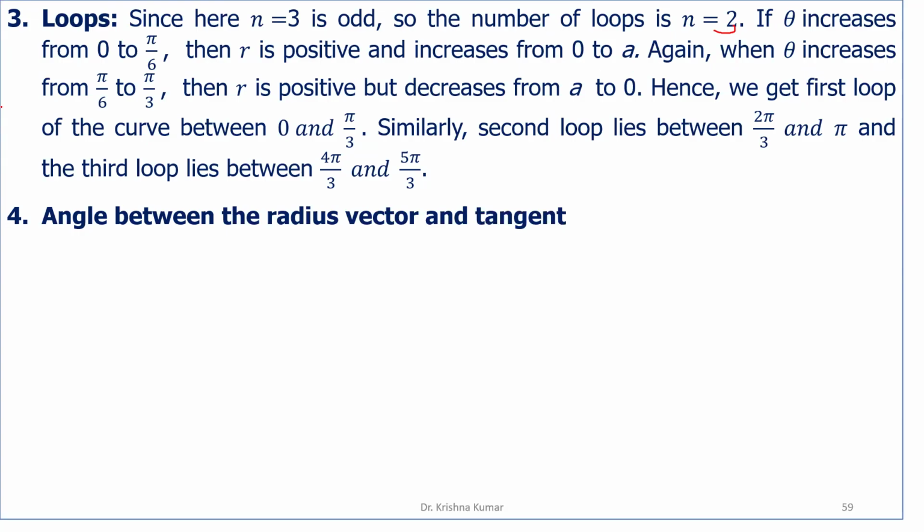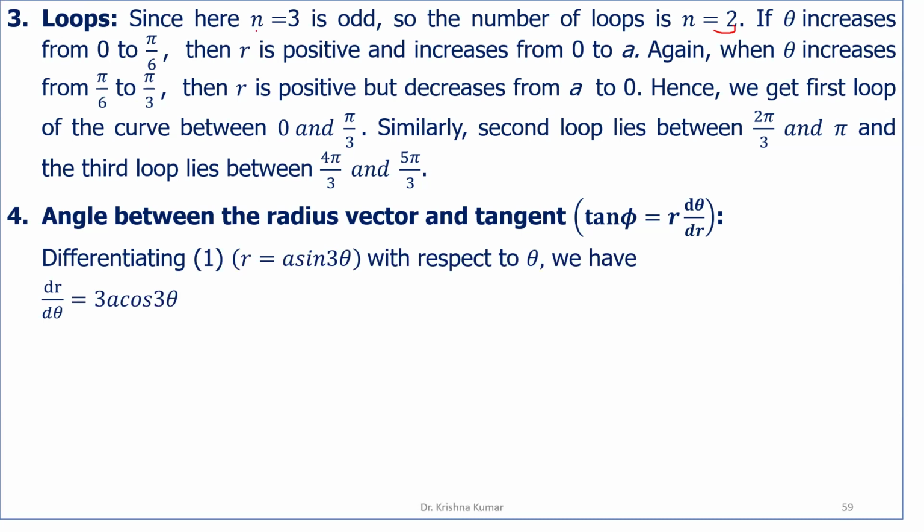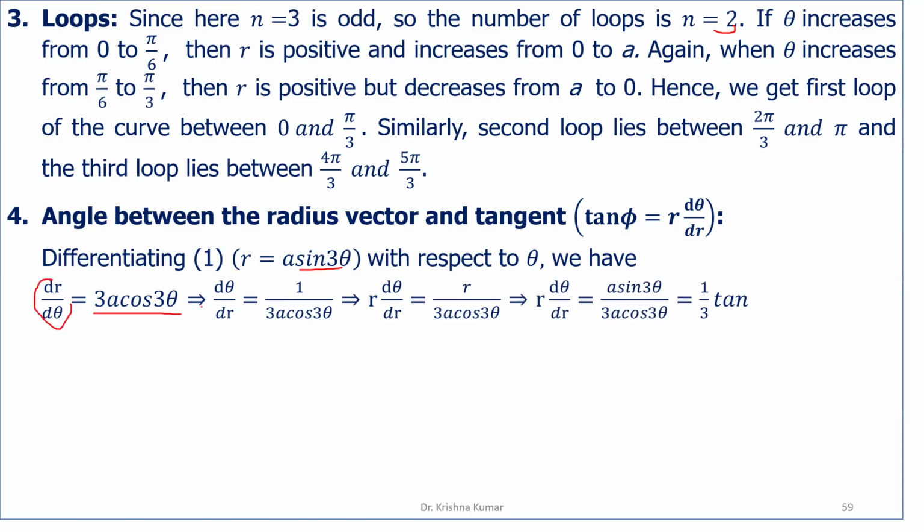Let us first find the angle between the radius vector and the tangent. Differentiating a sin 3θ, the derivative of sin 3θ is cos 3θ, so dr/dθ = 3a cos 3θ. So what is dθ/dr? It is nothing but 1/(3a cos 3θ). Let me multiply by r. So r dθ/dr = r/(3a cos 3θ), and with r = a sin 3θ, this is a sin 3θ/(3a cos 3θ). The a will cancel, giving 1/(3 tan 3θ), which gives us tan φ = 1/(3 tan 3θ).